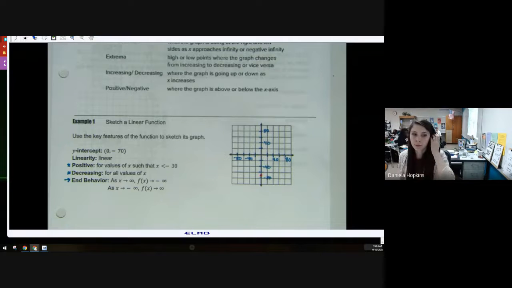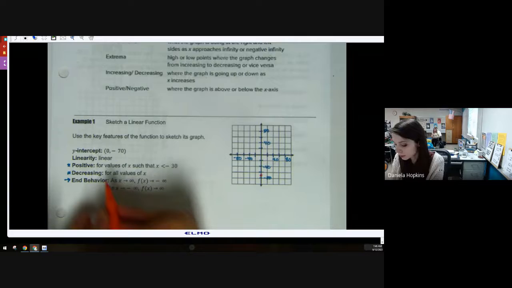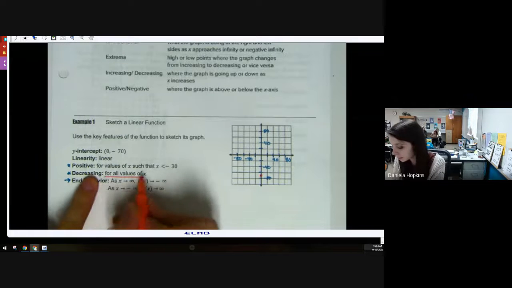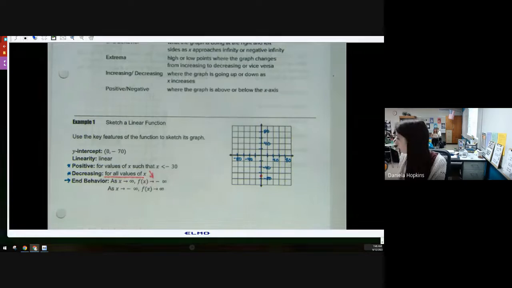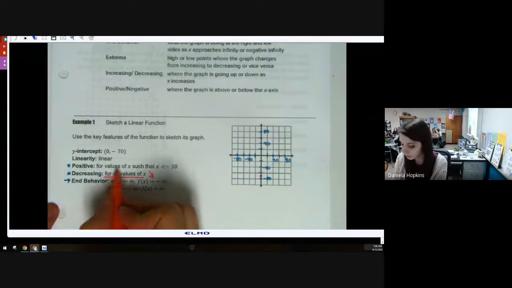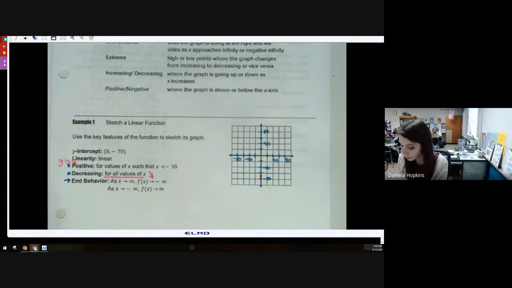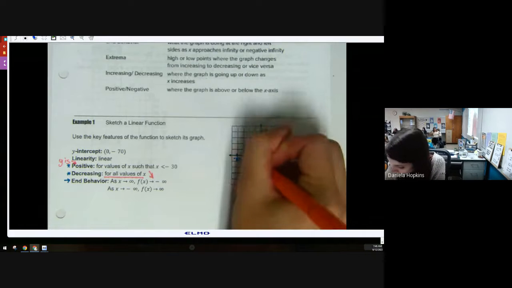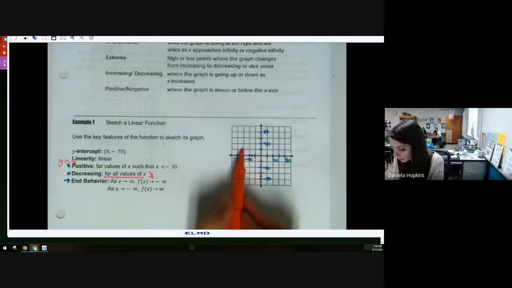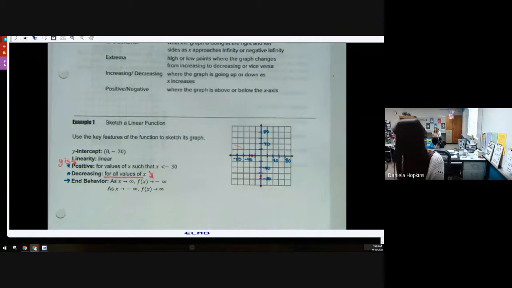Now my x-intercept, this is the part that's sort of hiding. It's decreasing for all values of x. What that means is this line is going to be going down. This is not a positive slope, right? This is a negative slope. But the positive for values of x is talking about y being positive. Y is positive for values of x such that x is less than negative 30. So what that means is at the point where x is negative 30, so I'll put a point right here, it is positive above that and negative everywhere below that. Do you guys see how that's my x-intercept just hiding? They couldn't just tell us it was an x-intercept, but it is.